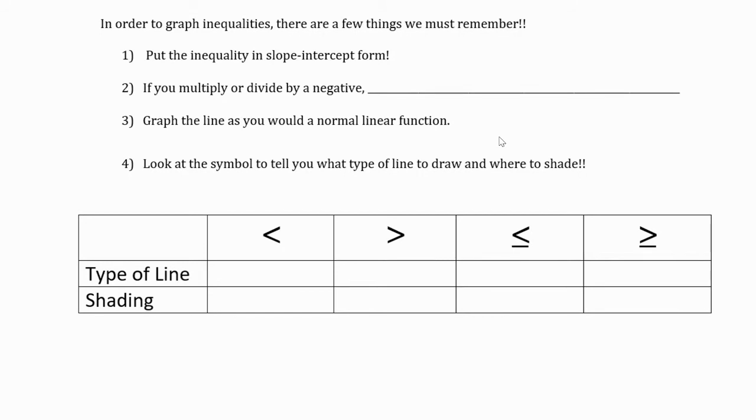The second thing you need to remember is if you multiply or divide by a negative, you must flip the sign. Okay, flip the sign. Graph the line as you normally would, and then look at the symbol to tell what type of line to draw and where to shade. So let's look at these types of symbols.